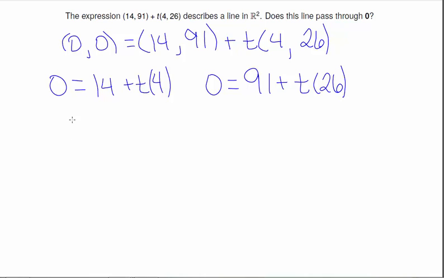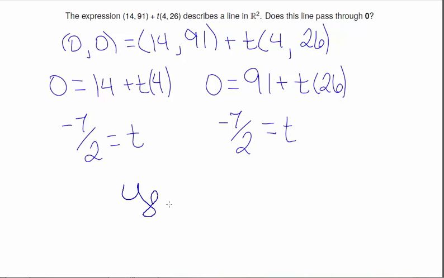If I solve this first one, I get negative 7 over 2 is equal to t. And if I solve this second one, I get the same thing. Negative 7 over 2 is equal to t. So does this line pass through the origin? Yes, it does, since this value of t does actually exist.